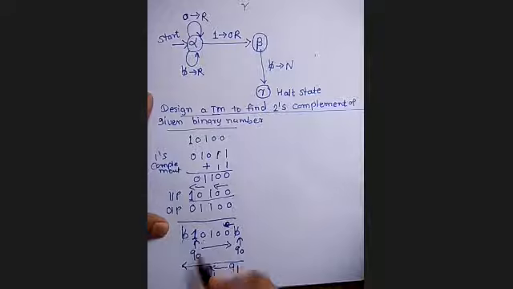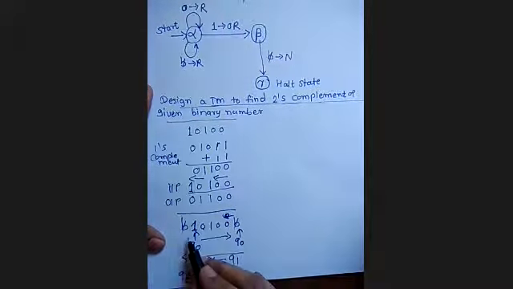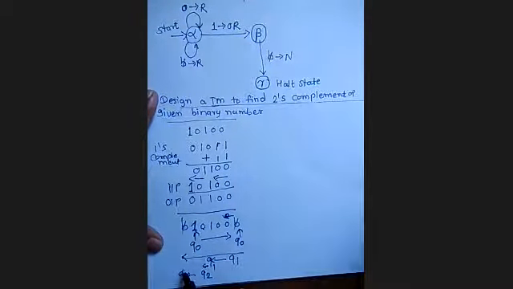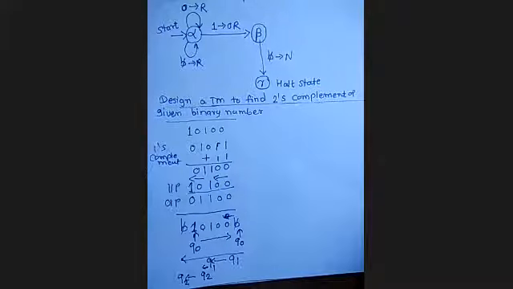Now what should this q2 do? In the q2 state, we'll replace 0 by 1, 1 by 0 and move to the left till you reach the left end. And when you reach the blank in q2, that is the end of the string, and now you can go to the halt state. So when you reach blank in the q2 state, we'll change state to q3, and that will be our halt state. Okay, so this is our logic.